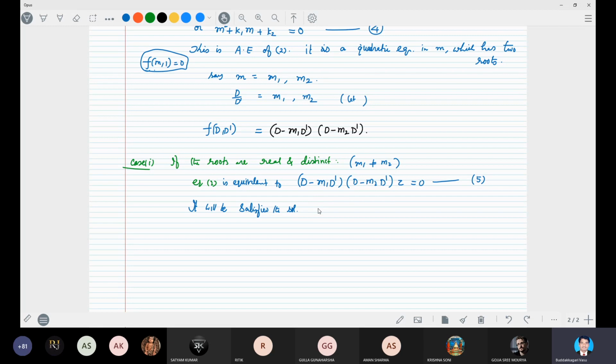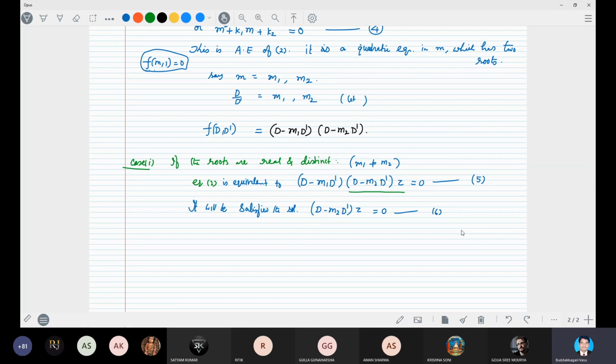It will satisfy the solution (D − m2 D') z = 0, right? One part we consider. This equation 5 satisfies (D − m2 D') z = 0, right? Please respond, otherwise I don't know whether you are following or not. Yes sir. (D − m2 D') z = 0.